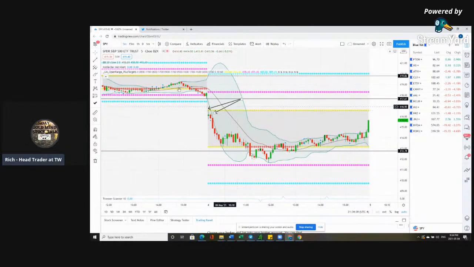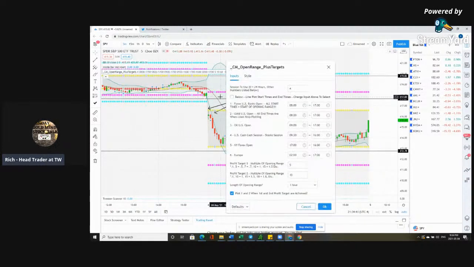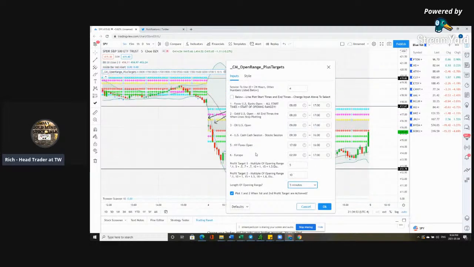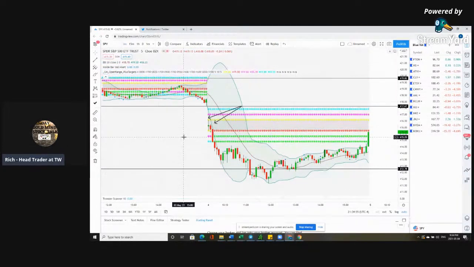And what you want to do is make sure you go here and edit it for the length of the opening range. So you want to go here and go to 5 minutes. That's the one I use. You can use any one, but that's what I use.